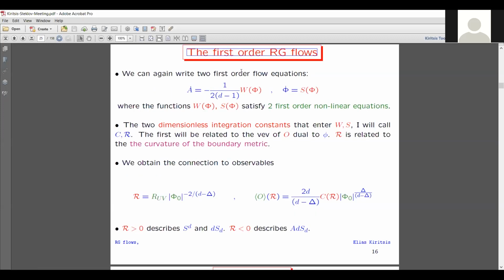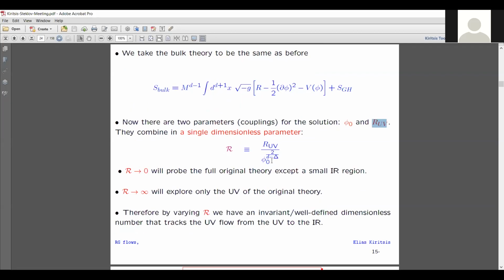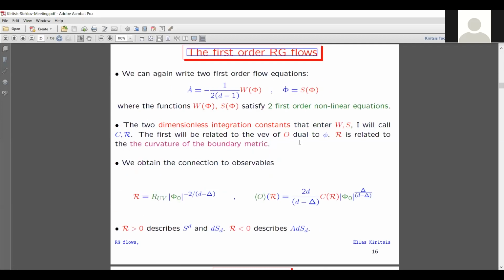So again, you can map the bulk equations that I haven't written now. They're slightly different in terms of first order flows. The only difference here is that W is defined the same way, but phi dot, instead of being W prime, is some other function S of phi, and W and S satisfy two first order nonlinear equations that I'm not showing you because they're not important. It's important, however, to understand the related integration constants that enter the equations. Before, for the equation for W, we had one, C, which was controlling the vev of the scalar. Now we have one more, and this is precisely the dimensionless number that controls the curvature in units of the appropriate coupling constant on which the theory is living.